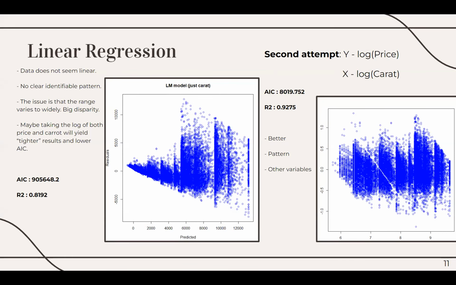Next, I thought to myself, how are we going to condense the data? And I thought of taking a log transformation of both price and carat. So I did that, and I received a lower AIC and a lower R squared. The chart looks better. There's kind of a pattern that you can make out, but it's still not what we want to see.